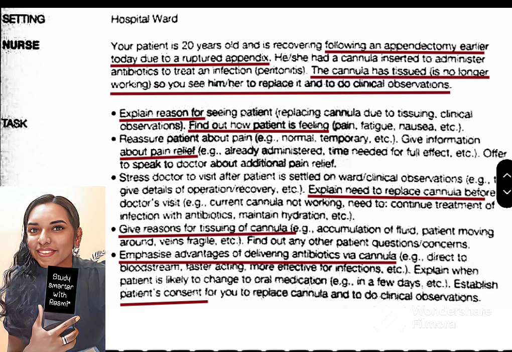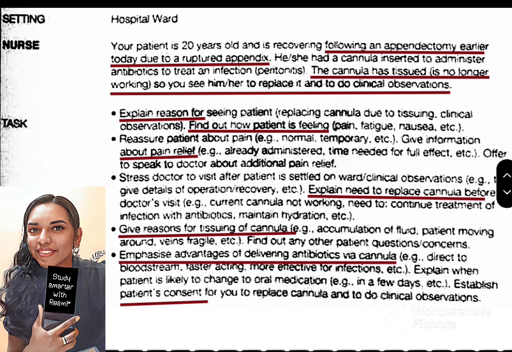So from this paragraph, you came to know that this patient was admitted following an appendectomy, and the cannula has already tissued and is not working, and now you went to the patient to replace it and to do clinical observation. So you have a procedure to carry out with the patient.